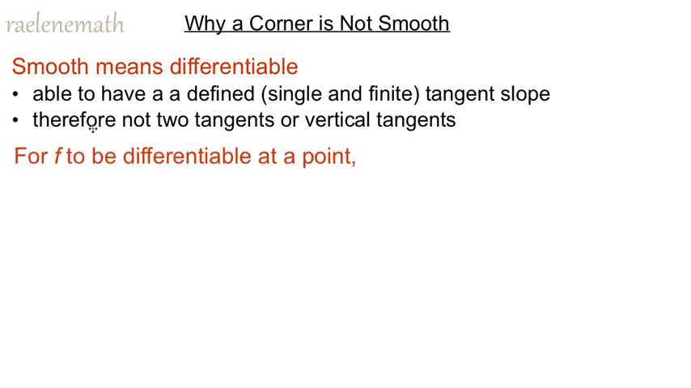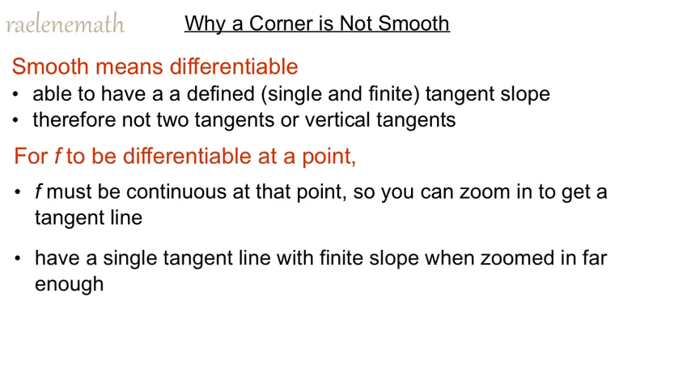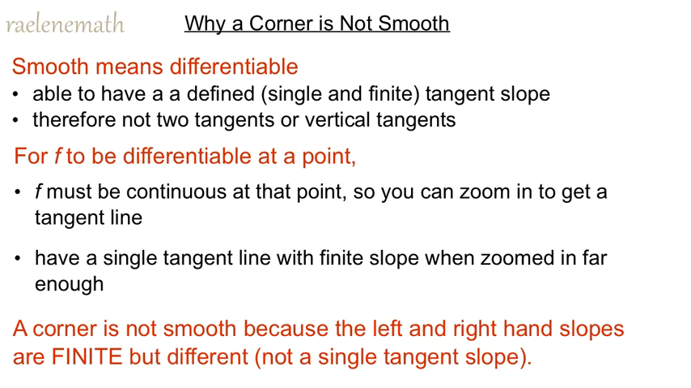So the first thing that has to be true if a function f is differentiable at a point is that the function has to be continuous. We have to have a point that's connected to other points on the graph where you can zoom in at that point of tangency. And then once we do zoom in, that tangent line that we get has to be a single tangent line with a finite slope when we zoom in far enough. So a corner fails to be smooth because the left and the right hand slopes are finite numbers. We don't get vertical tangent lines when we have a corner, but we don't get a single tangent line because we get two.